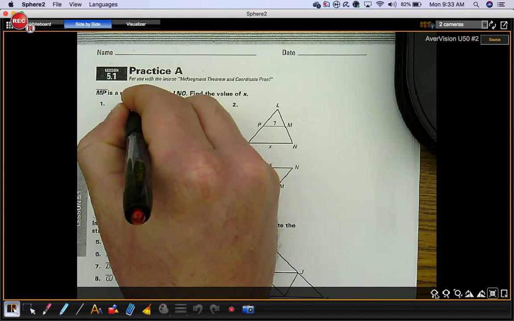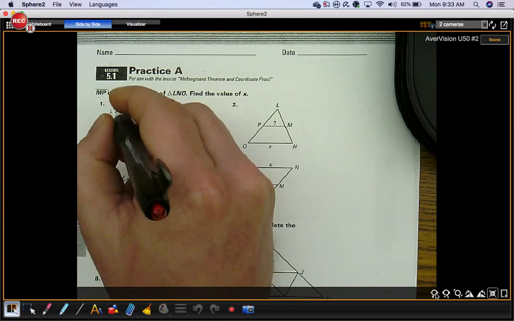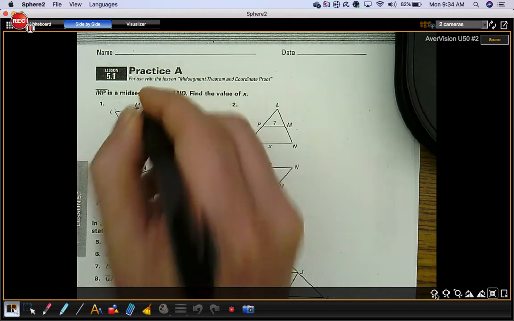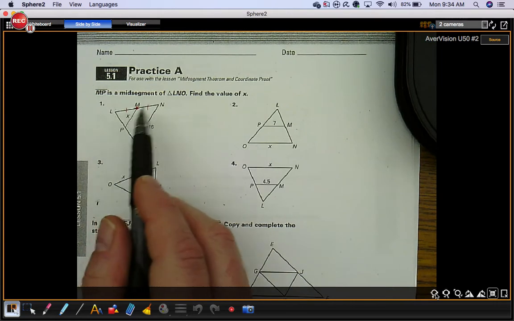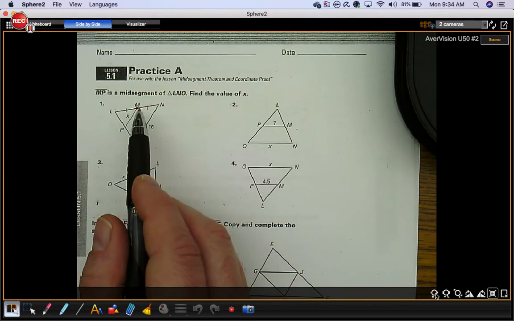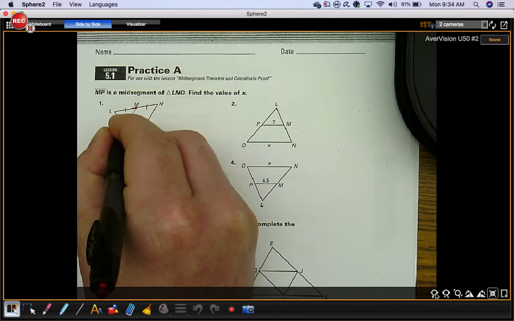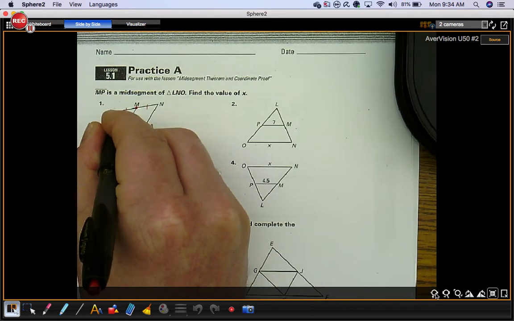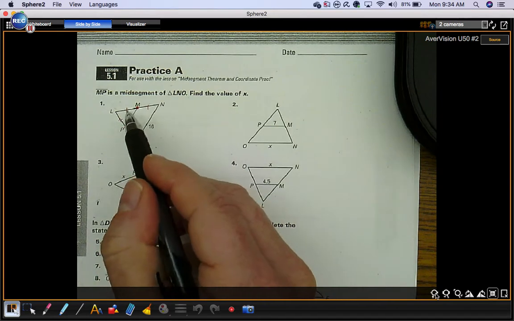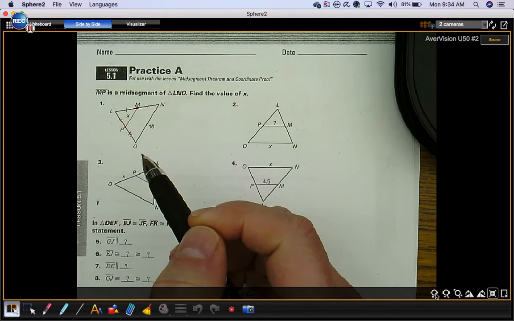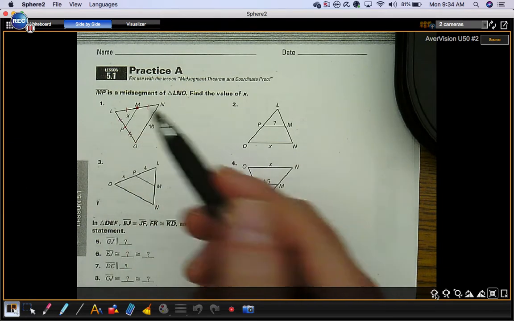That means that point M is a midpoint. If they weren't going to tell you that it was a midsegment, they would probably have these marks here to show you that that is a midpoint. Likewise, point P needs to be a midpoint as well. Again, look at the different marks here. These are the same, and these are the same, but these don't have to be. That's what a midsegment is, by definition.